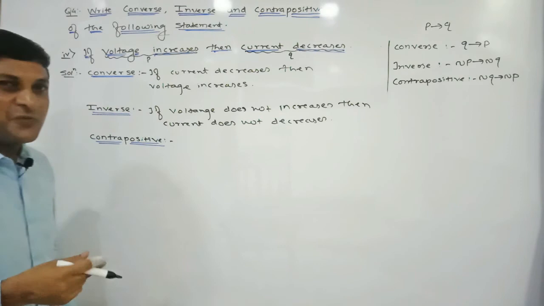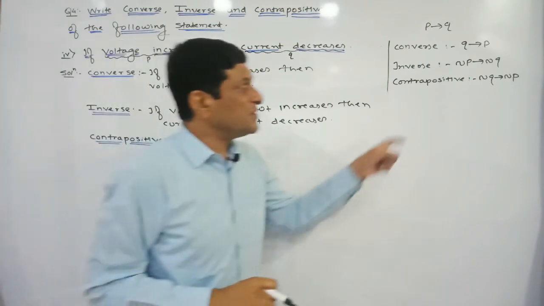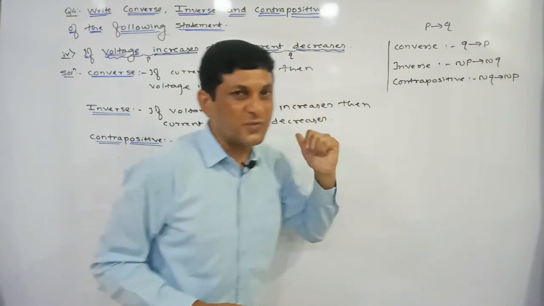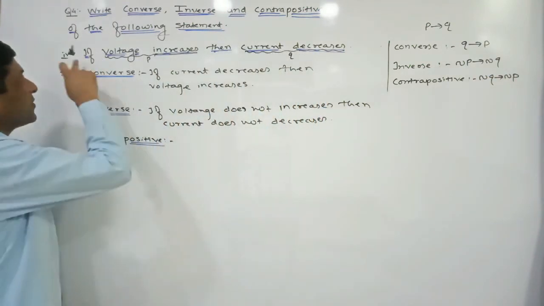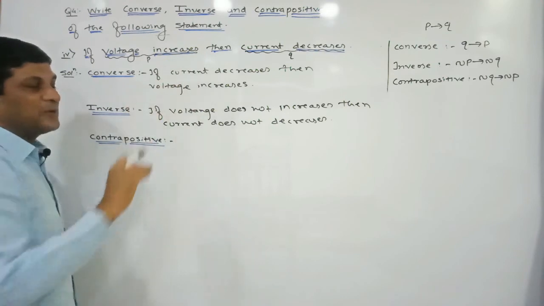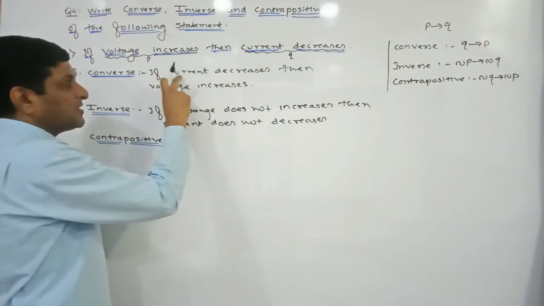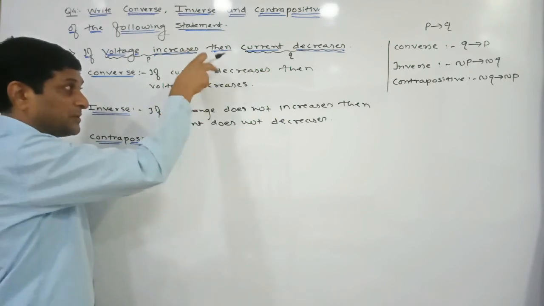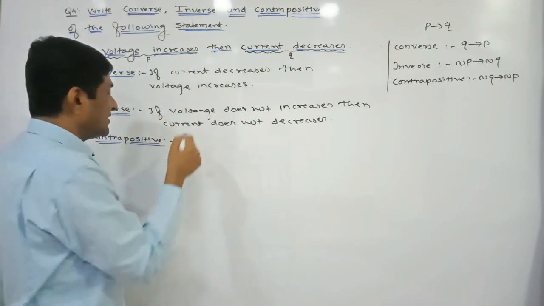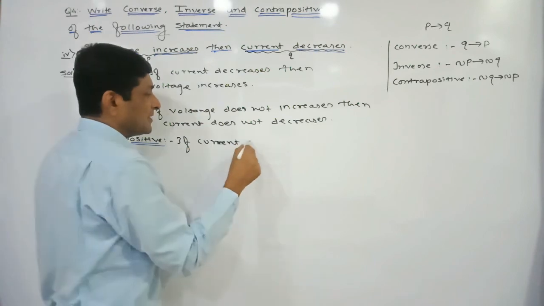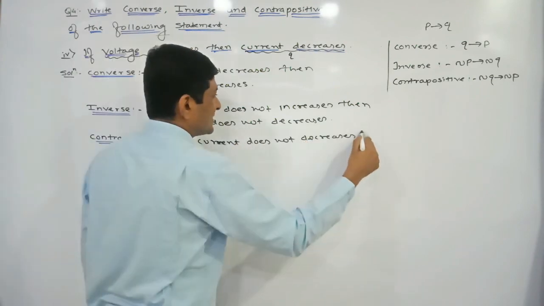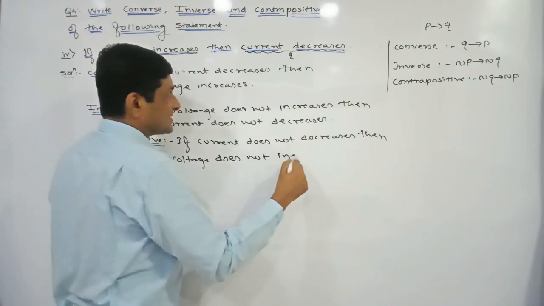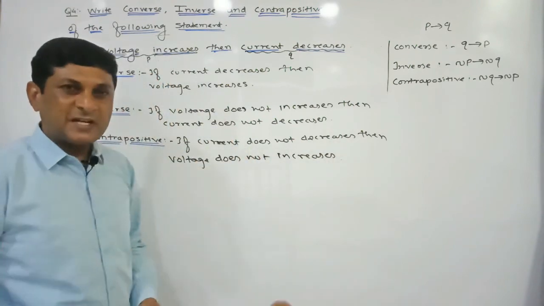Lastly, let us try to find out contrapositive. Contrapositive means in case of converse statement, in both the parts use negation to find out contrapositive. So here converse is known to us, in both the parts we are using negation. What we will get? If current does not decrease, then voltage does not increase. In this way we have got converse, inverse and contrapositive.